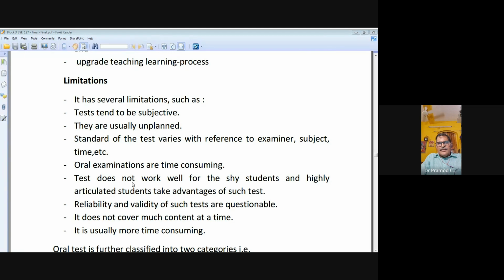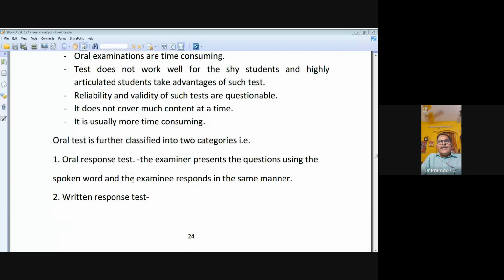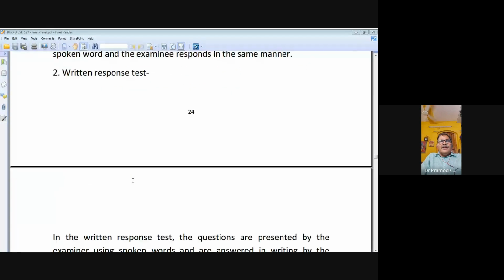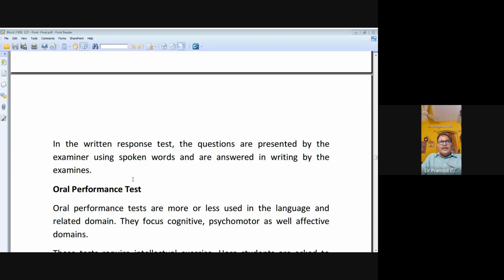Some shy students are not in a position to answer properly, and the reliability and validity of the test is questionable. It will not be judged properly, and I say that it is more time consuming. So the oral response test is nothing but spoken questions and responses you get from the learner. Sometimes we also give written response questions, where we give answer sheets and ask some questions to answer in writing. So it may be possible. The writing you can judge.